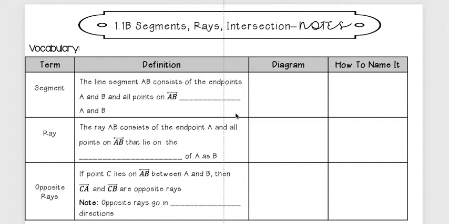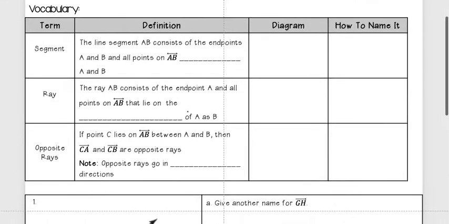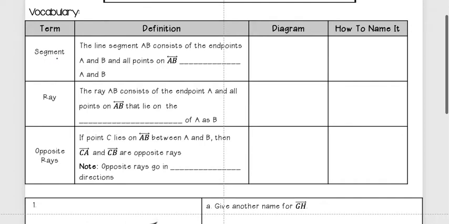So today we're going to talk about segments, rays, and intersection. So first, just to go over some vocabulary, kind of like what we did yesterday. A segment, this is a line segment AB, which consists of the points A and B, and all points on AB between A and B.